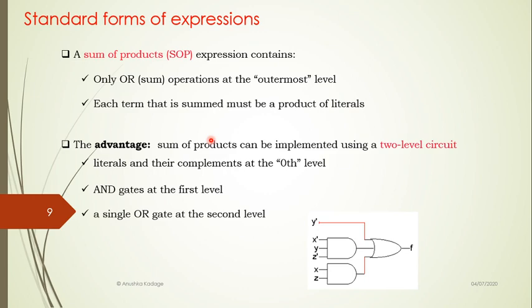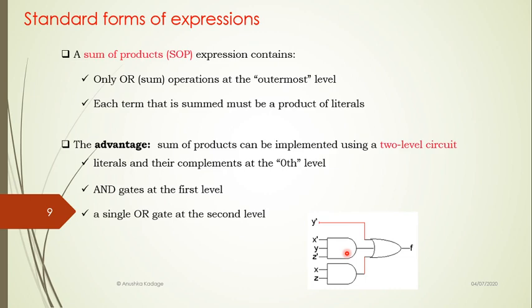So in this, the advantage that we are going to see is that SOP will always represent the two level circuit, where the number of variables or literals will be mentioned at the 0th level of the circuit. At the first level of the circuit, the AND gates will always be present, and at the second level of the circuit implementation, the OR gate will be present.